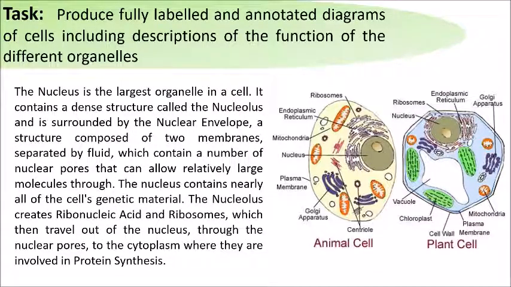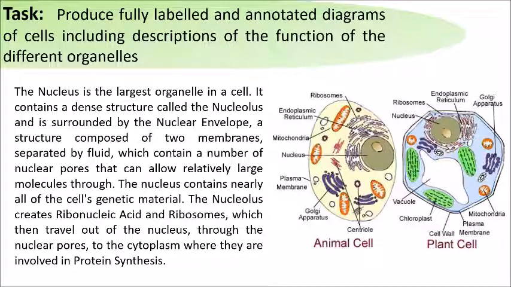The nucleus is the largest organelle in the cell. It contains a dense structure called the nucleolus and is surrounded by a nuclear envelope, which is composed of two membranes separated by fluid, and contains a number of nuclear pores that allow relatively large molecules through. The nucleus contains nearly all of the cell's genetic material.